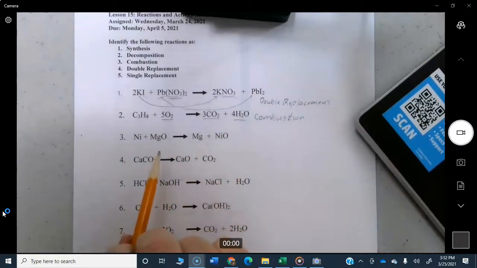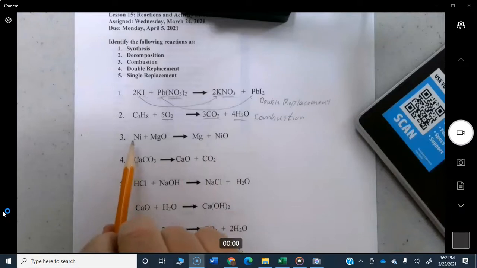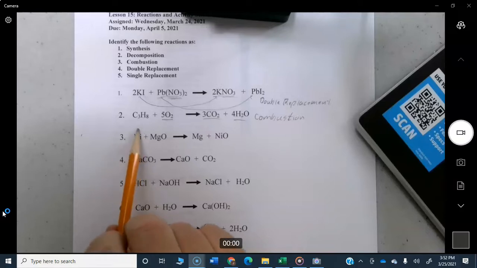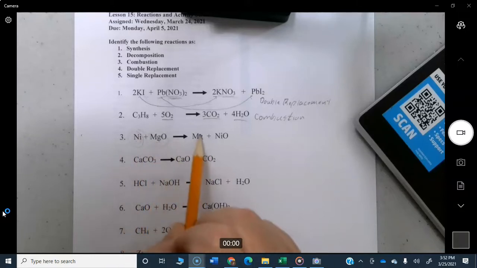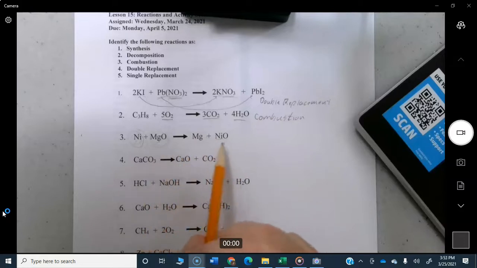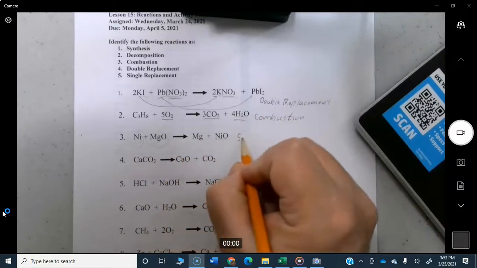And let's do one more for you here. This is one you're going to see coming up in the next part of this lesson. You have a single element. Here you have an ionic compound, a metal and a nonmetal ionically bonded. And what happens, the nickel, this is a metal, this is a metal, they switch places. So the magnesium comes out and becomes a lone element, and the nickel joins up with the oxygen to become nickel oxide. So that's a single replacement reaction.